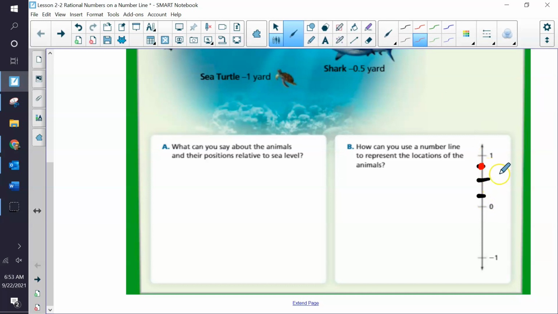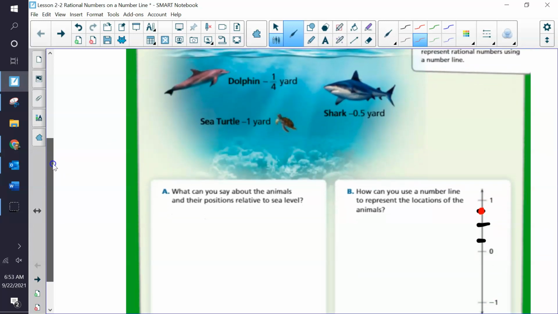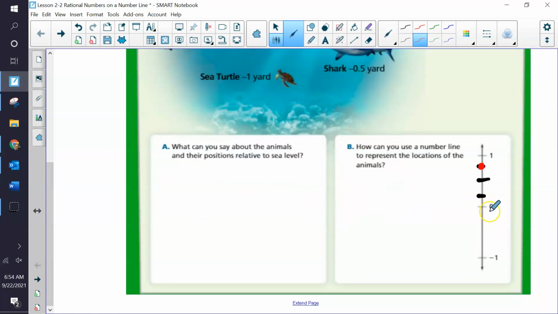1, 2, 3/4. And then we're looking at other things, such as the dolphin, which is at -1/4. So below the 0, we're also going to do the same thing. I'm going to cut it in half, and then cut each half in half. That makes nice even fourths. So now we're counting -1/4, -2/4, -3/4, -4/4. So we're starting at 0. We count the same way, but we're moving in a different direction. So -1/4 is going to be right here.